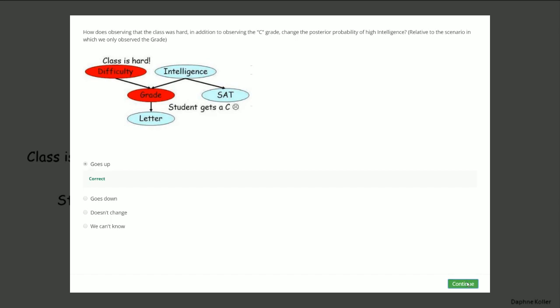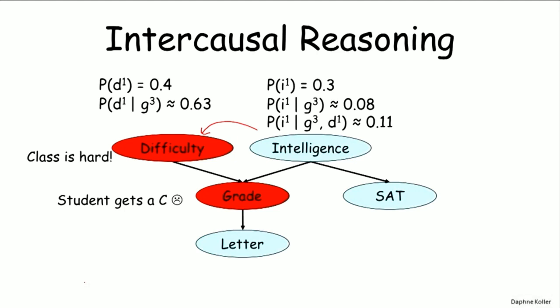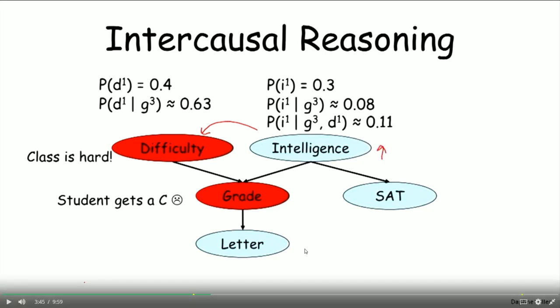So I'm going to condition on D1, and notice that the probability that the student is intelligent has gone up. It went up from 0.08 to 0.11. So that's not a huge change. But now I'm going to tell you, wait a minute, this class really is difficult.